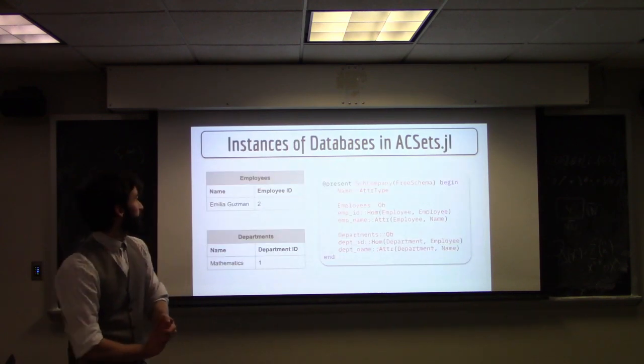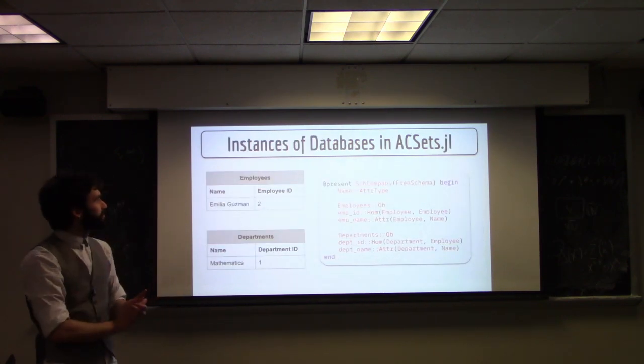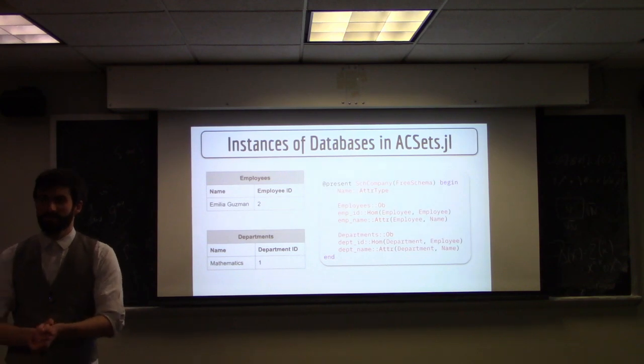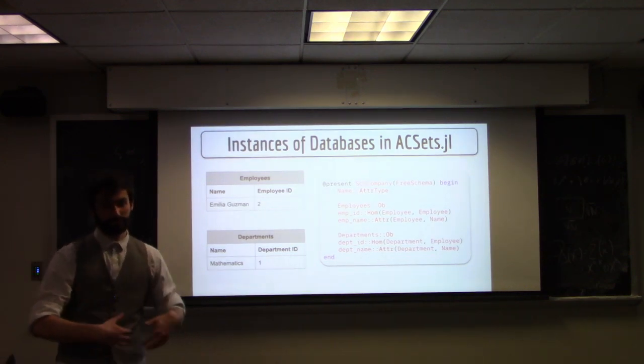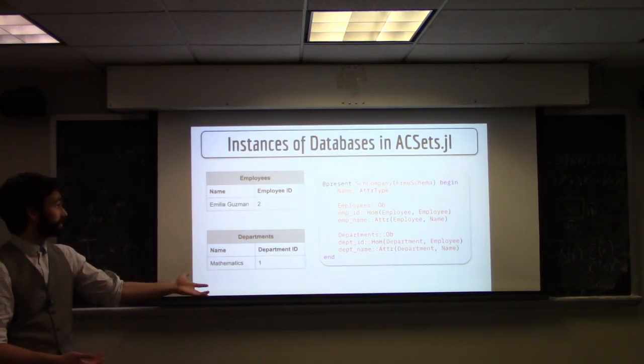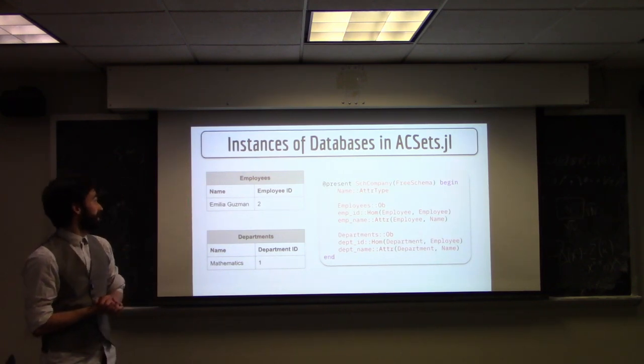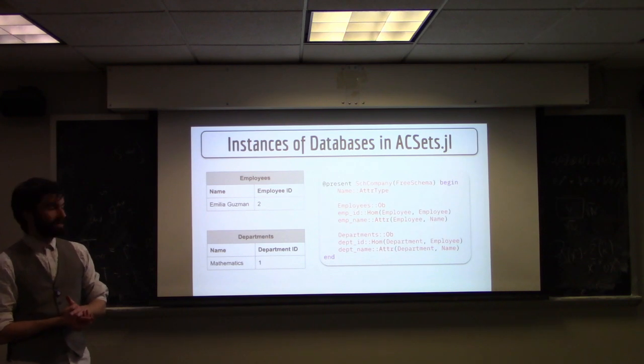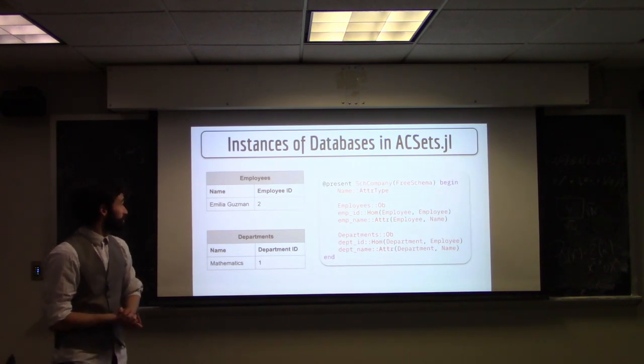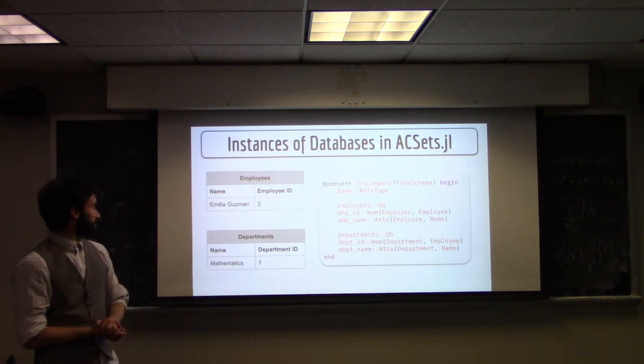And to give a quick example of how we might define or describe a database schema within the language of algebraic Julia, specifically the CatLab interface, say, for example, we go back to our employees and departments here. We have the name Amelia Guzman. We have, again, our department, mathematics.